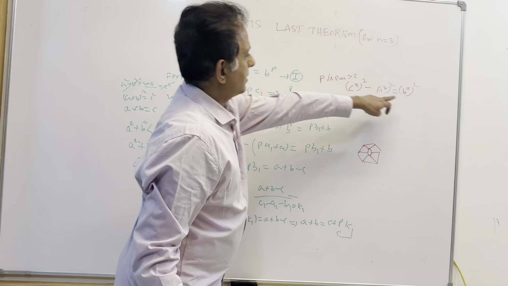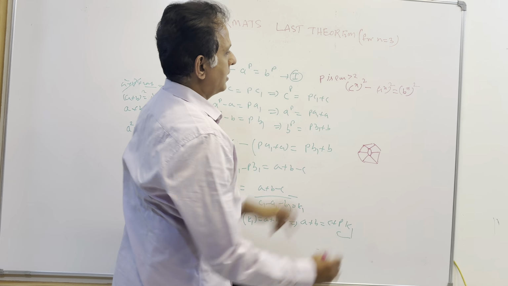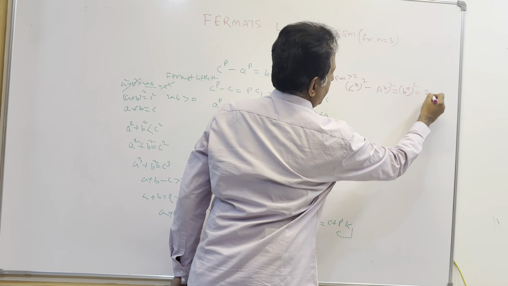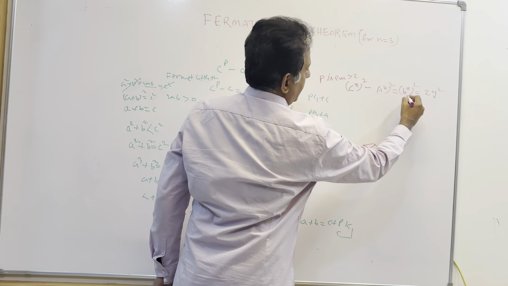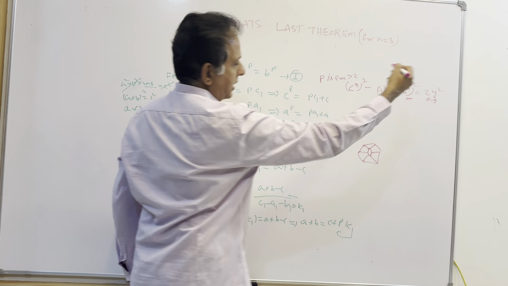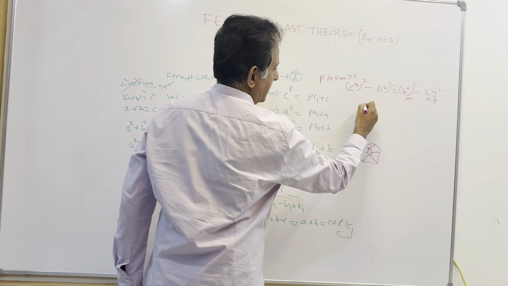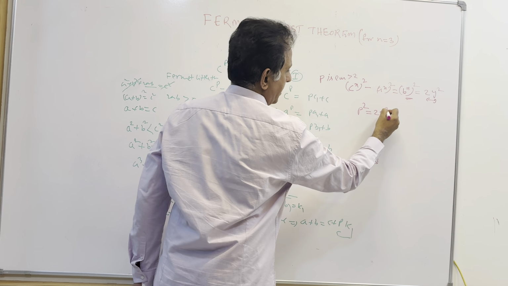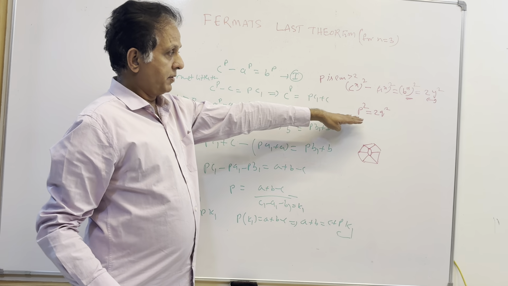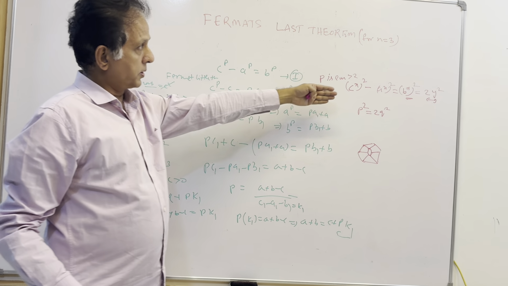Okay, this is not possible because the difference of two squares should be 2y square. So that means that 2y square cannot be the square of something. So we don't have any integers which can satisfy this equation, p square equal to 2p square. We discussed all that in my previous video for the proof of n equal to 4.